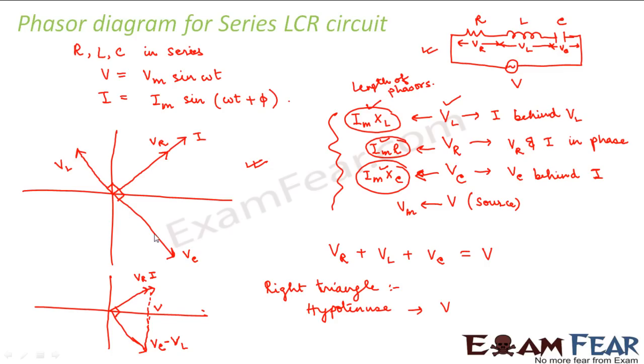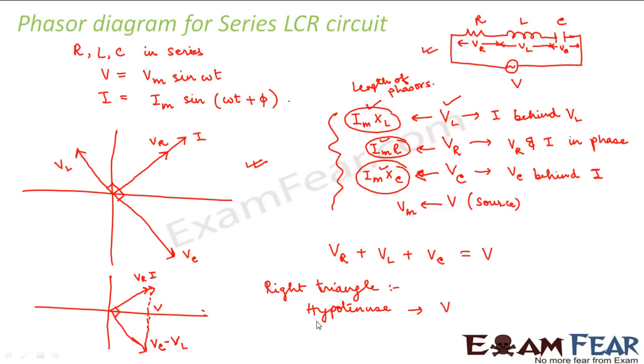Then we saw that since VL and VC are opposite in direction and they are along the same line, we took both of them along one direction. So we took VL from this direction to the opposite direction, making it minus VL. So this vector now became VC minus VL, and this vector was already VR, and they were at 90 degrees to each other. So we joined the other ends of the vectors and obtained a right angle triangle such that the hypotenuse became the source voltage, that is V, right?